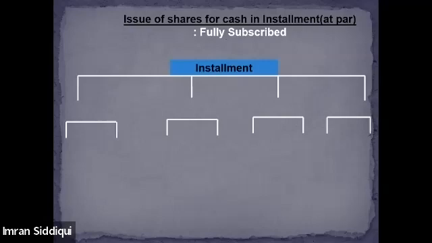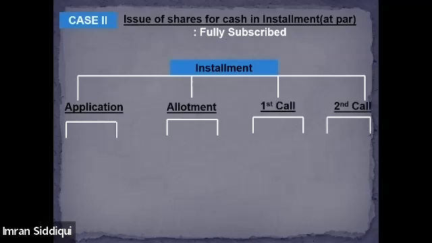Sometimes a company requires investors to pay on an installment basis. That means the installments could be like this: the first installment is called the application, the second installment is called allotment, the third installment is called the first call and second call, and so on.